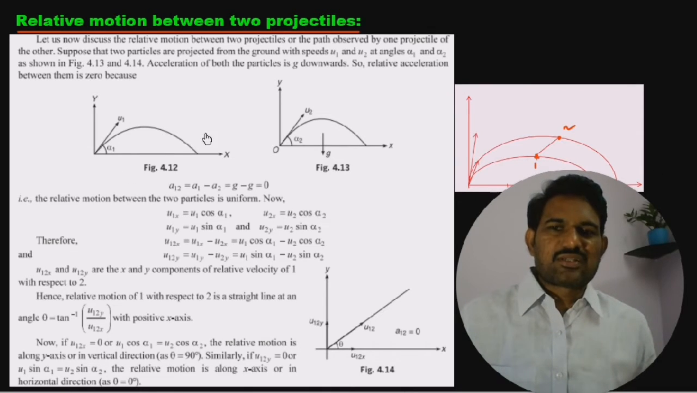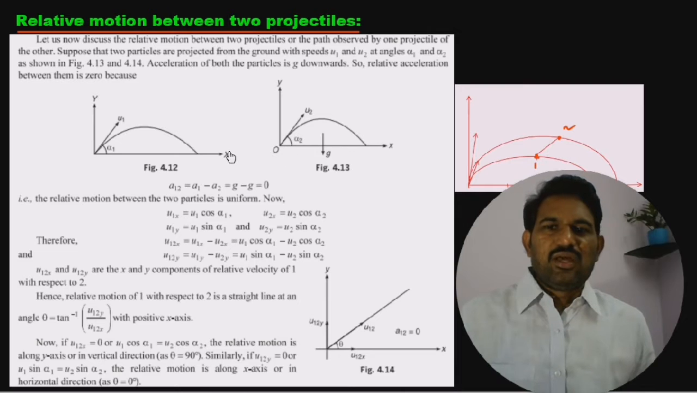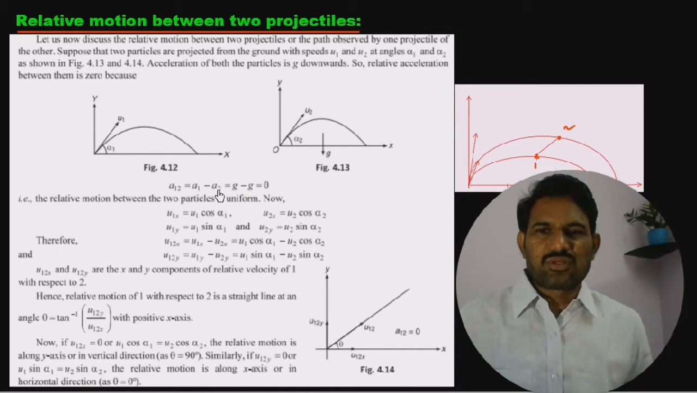One is projected with initial velocity u1 at an angle alpha 1, and the other is projected with initial velocity u2 at an angle alpha 2 with the horizontal. For both of them the acceleration will be the same. So the relative acceleration, the acceleration of 1 with respect to 2, will be acceleration of 1 minus acceleration of 2, and that relative acceleration will be 0. That means there is no relative acceleration for these particles in this case.